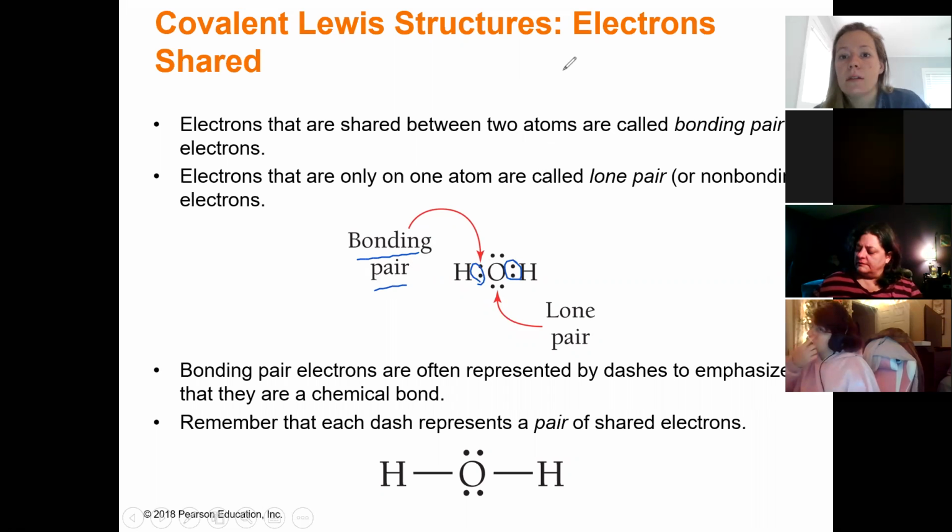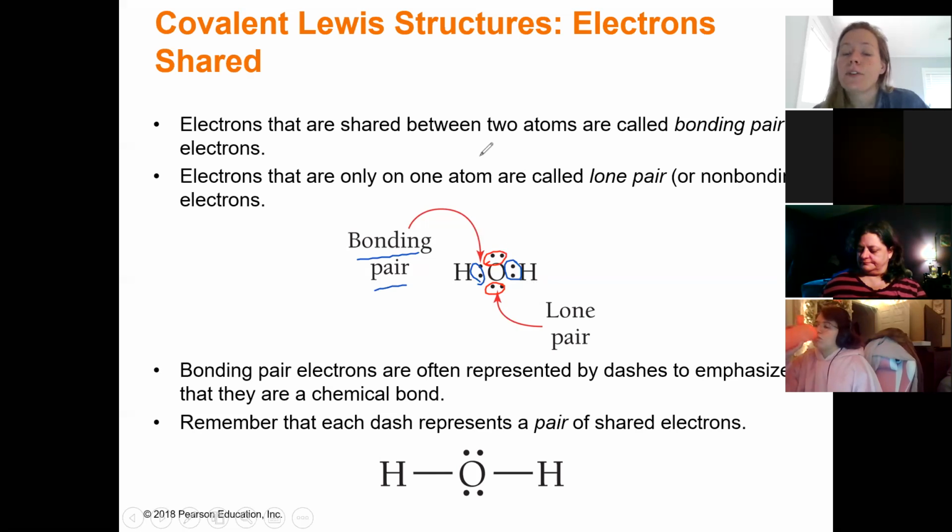The other electrons on the central atom that aren't included in any sort of bonding, or they're kind of partnerless, are called lone pairs of electrons. Okay, so this has 2 lone pairs of electrons and then 2 bonded pairs of electrons.